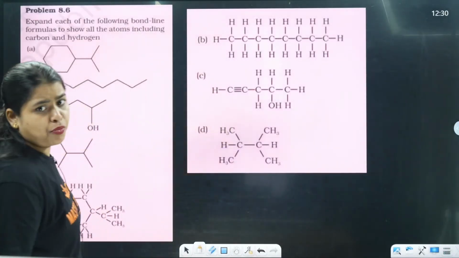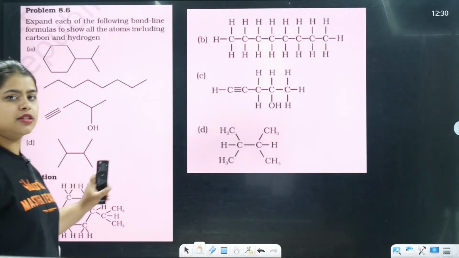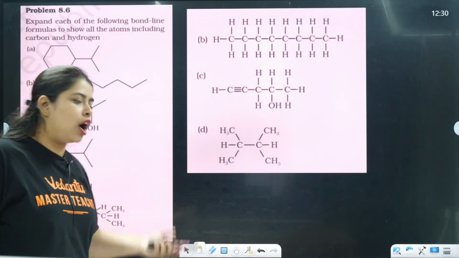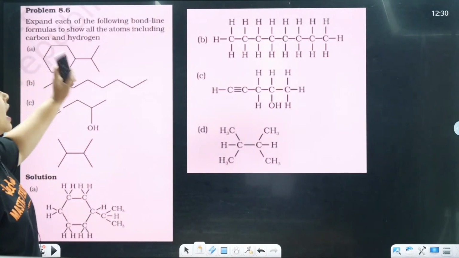So these are also a few problems which they have given. First one: expand each of the following bond line formulas to show all the atoms including the carbon and the hydrogen. Clear? So they have given the structures. In the exam also they can give structures like this. They will tell you to draw the formulas, showing the atoms including the carbon and hydrogen.